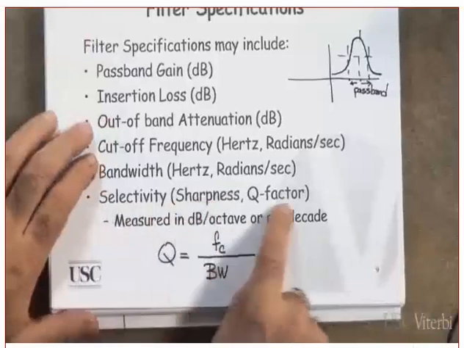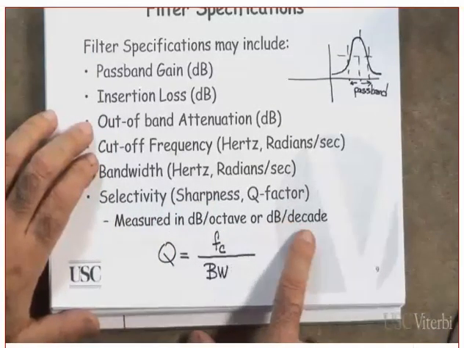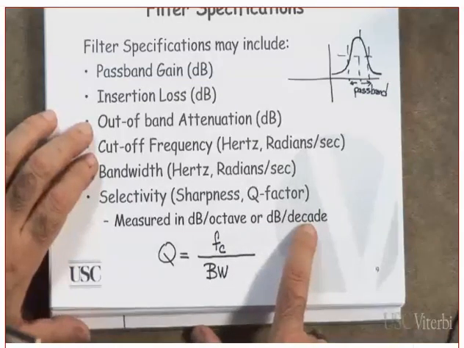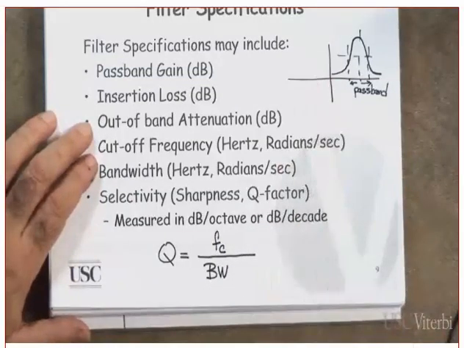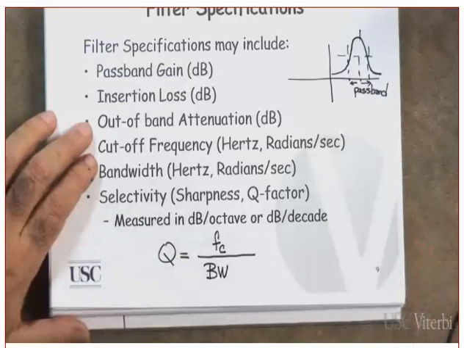How do we measure the sharpness, in dB per octave or dB per decade? Question: what does dB per decade mean? What does decade mean? That means the frequencies are separated by 10. So for example, F is equal to 10. Another decade is 100, 1,000, and so on and so forth.